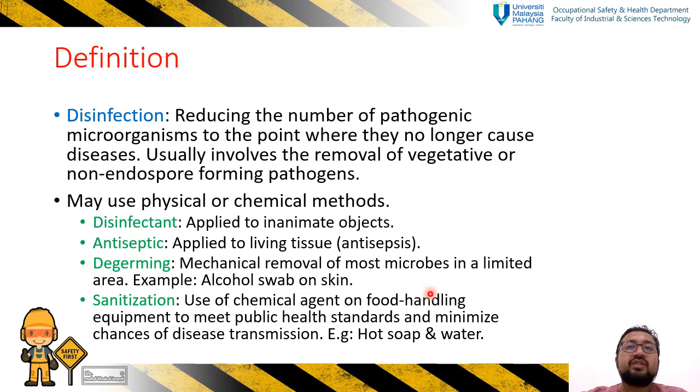Degerming is mechanical removal of most microbes in a limited area, for example an alcohol swab on skin. Sanitization is the use of a chemical agent on food handling equipment to meet public health standards and minimize chances of disease transmission, for example hot soap and water. Ini yang kita amalkan, seperti menggunakan disinfectant, sanitization, to sanitize tangan, especially with the current COVID-19 situation. So these are the types of control of microbial growth.